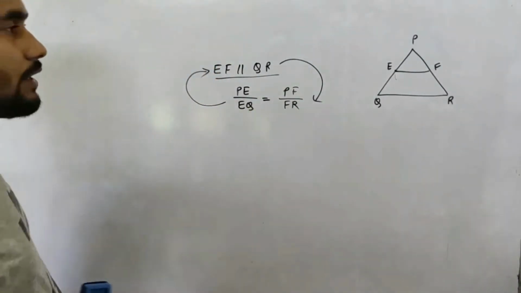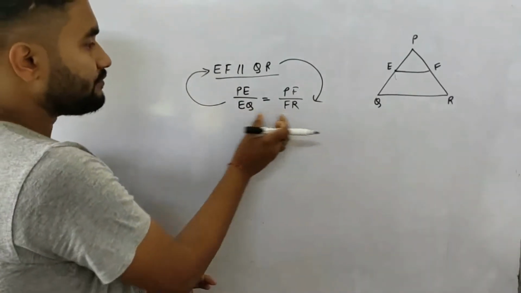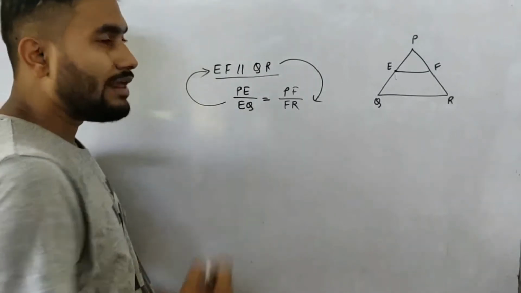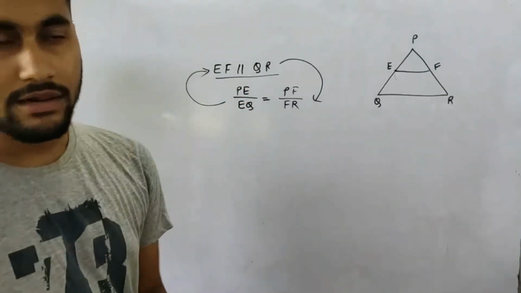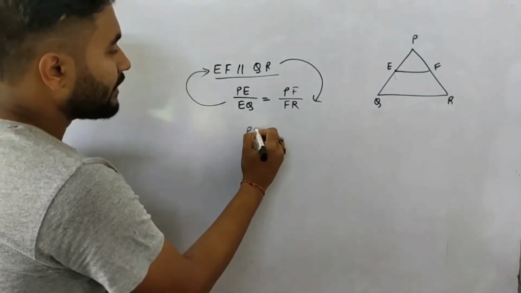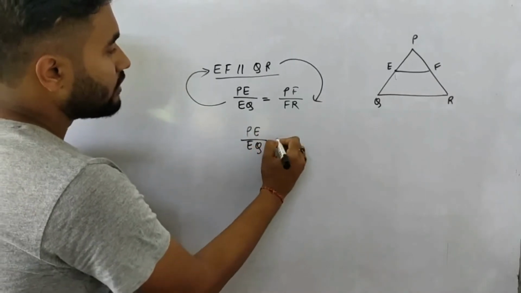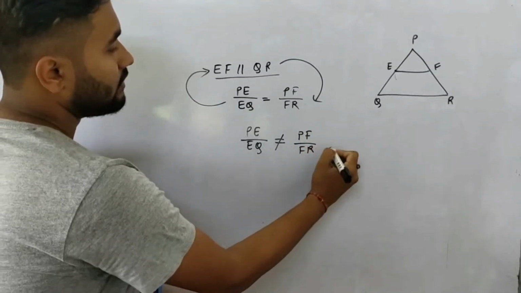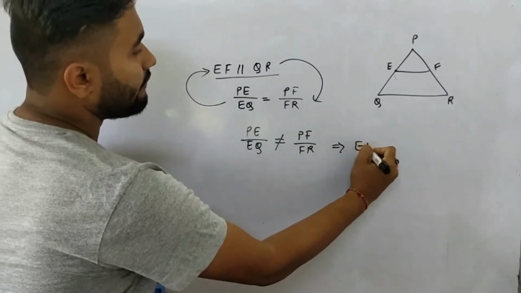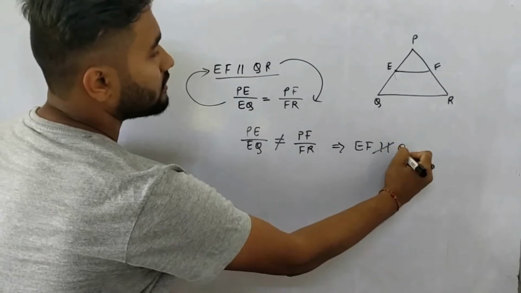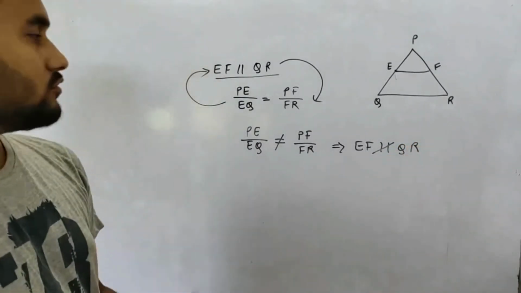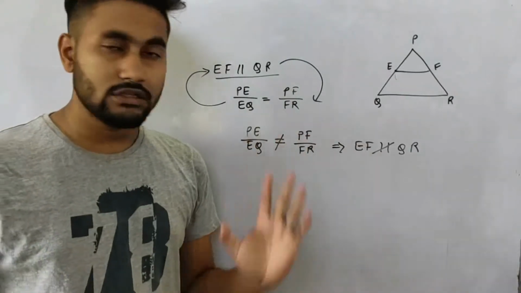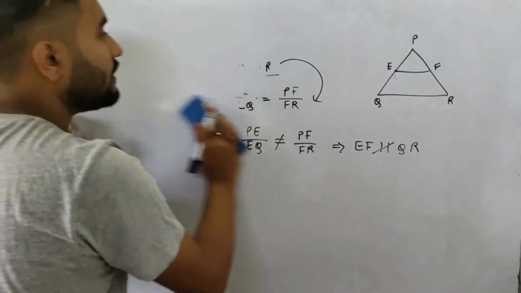So we will apply this one. We will check PE by EQ and PF by FR. If they are equal, then it will be parallel. And if PE by EQ is not equal to PF by FR, then EF will not be parallel to QR. So we will check this ratio. If it is equal, then it is parallel. If it is not equal, it is not parallel. This is the converse of the Thales theorem.